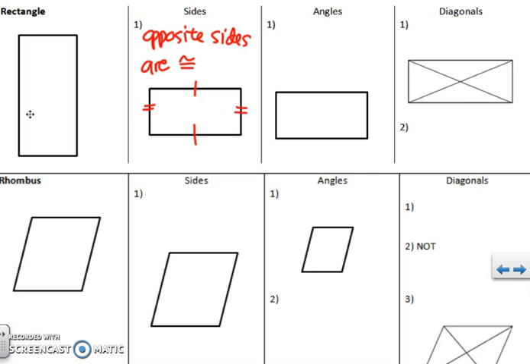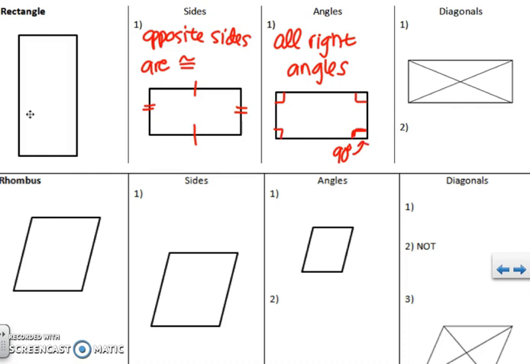Okay? We do know something more specific about angles. We know they have all right angles, which means I have a box in this corner, box in this corner, box in this corner, and box in this corner, and they're all 90 degrees. Okay, so a rectangle has all 90 degree angles. So that's something more specific.